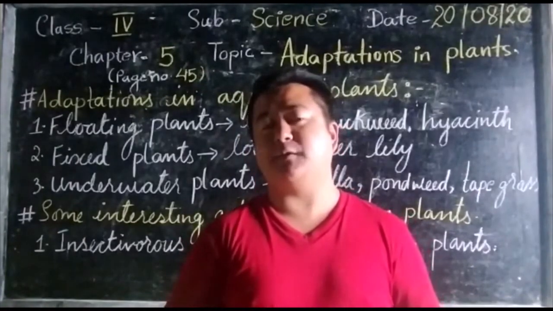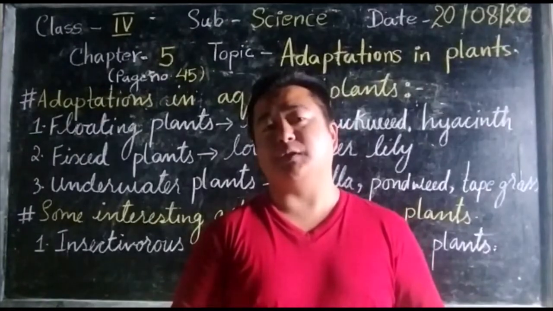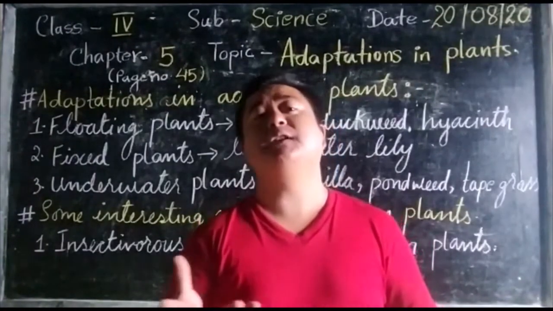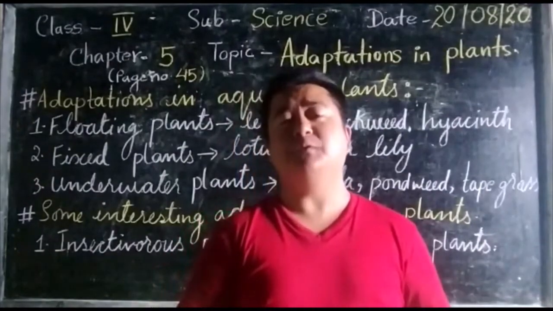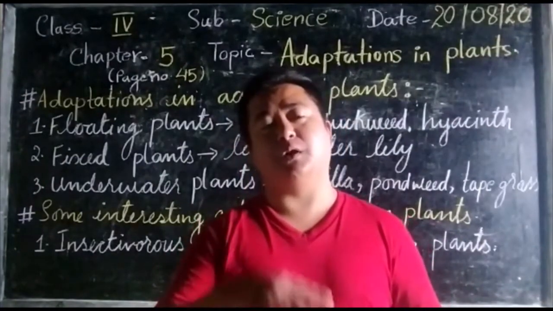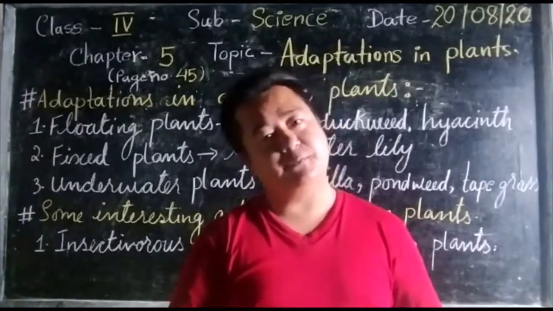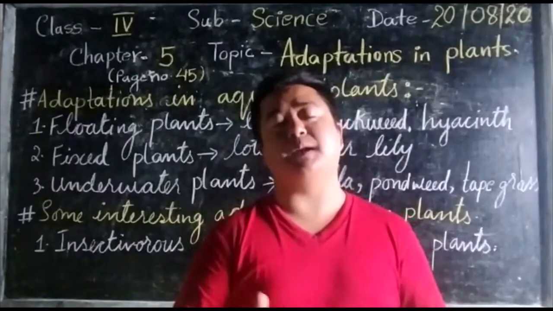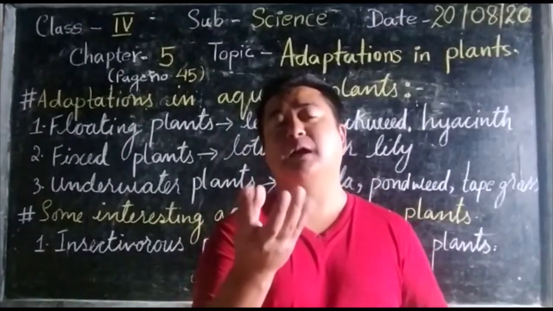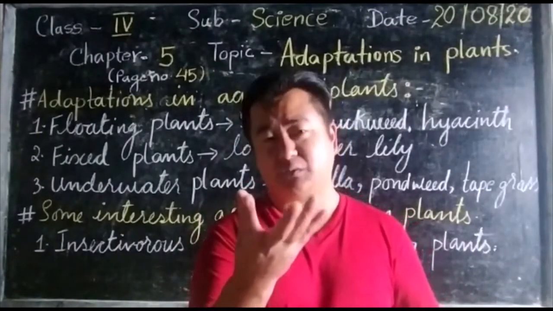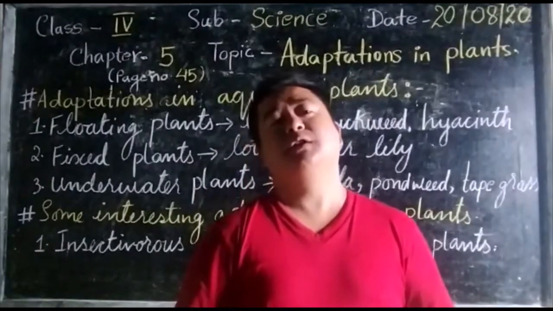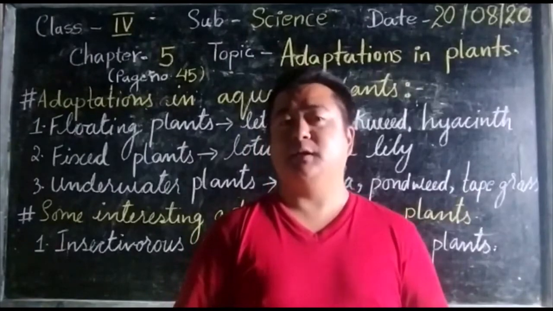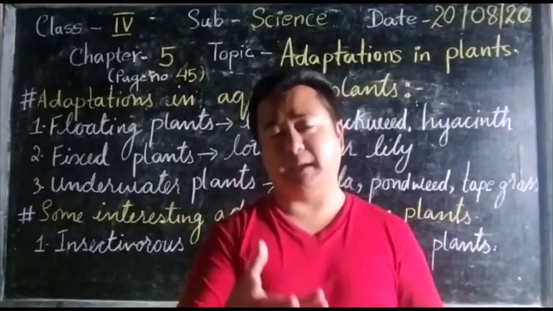As their roots are not fixed, their stems are very light and spongy, filled with air, which helps them to float above the surface of water. And the leaves of these plants are very waxy coated, so that they do not rot or decay.